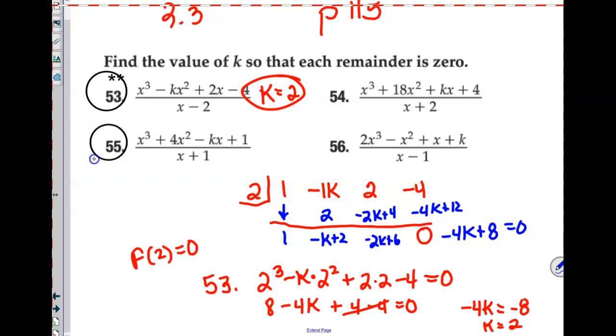So what are we going to do for 55? This is your actual homework. I would put in a -1, and set it all equal to 0, and then solve for k. Make sure you use some parentheses because it's negative. -1 cubed plus 4 times -1 squared minus k times -1 plus 1 equals 0. Then you're going to have to solve for k.